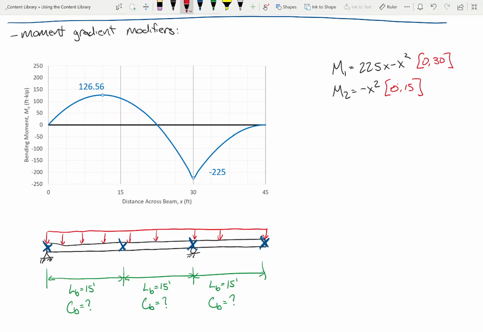Now the other thing I'll say, just so that we're aware, because I'm going to start doing this here in a bit: if you take 15 feet and you divide it by 4, you get 3.75 feet. So far, so good? All right, so what we're going to do is look at each segment one at a time. Let's look at segment 1 first. Let's look at this segment.